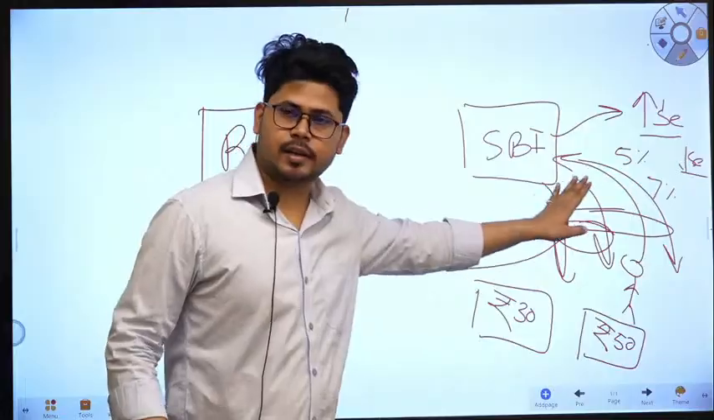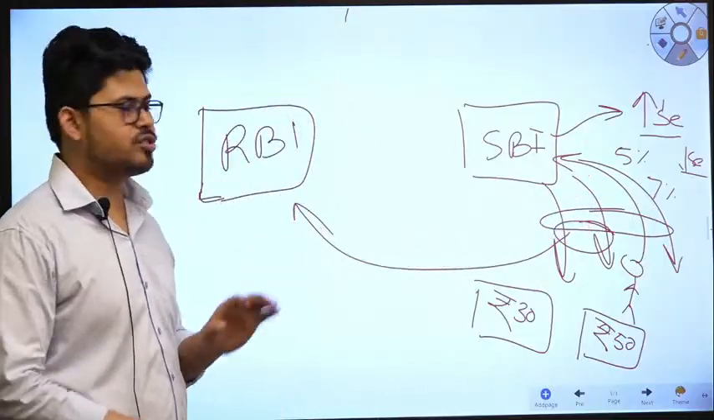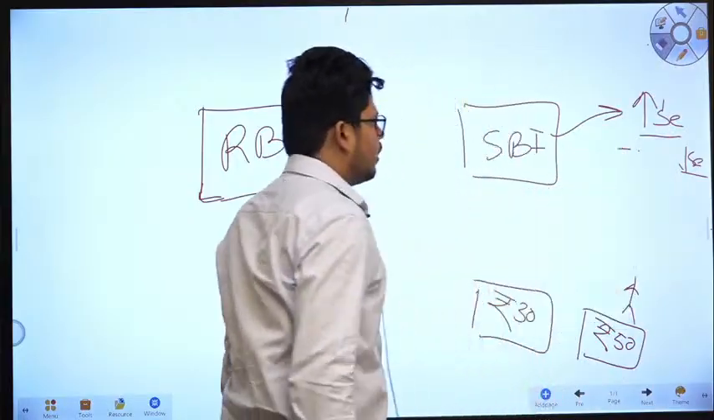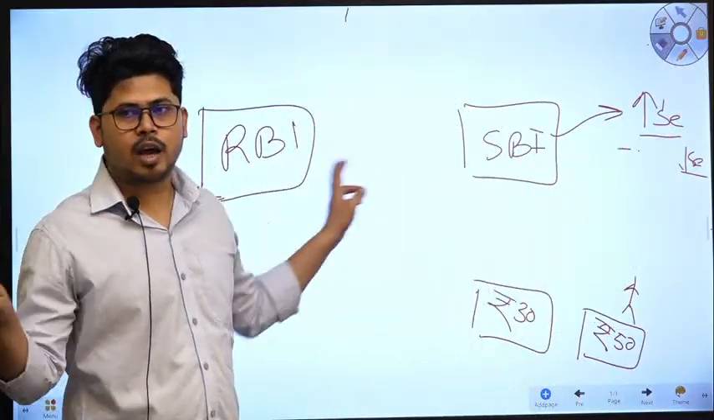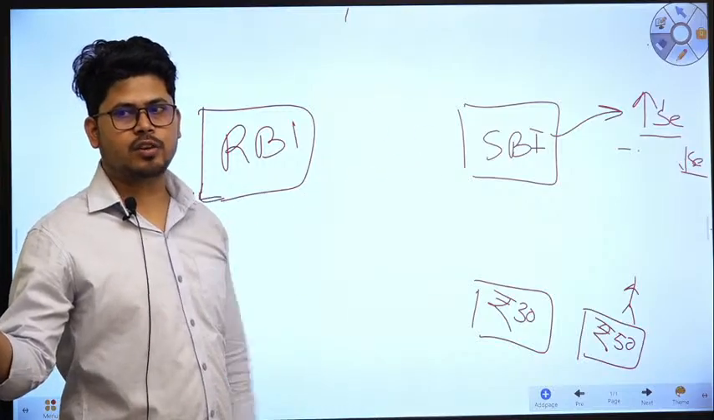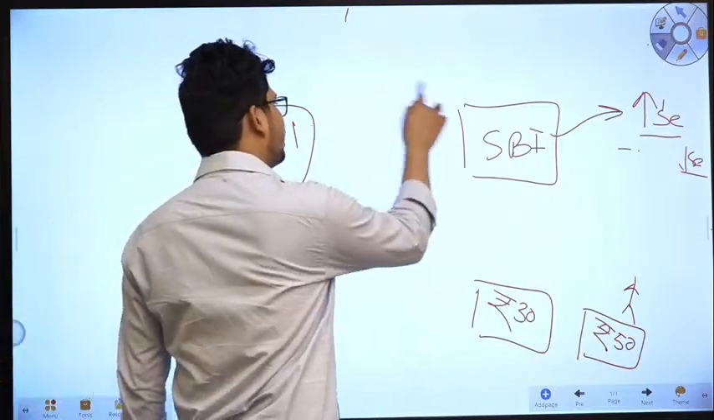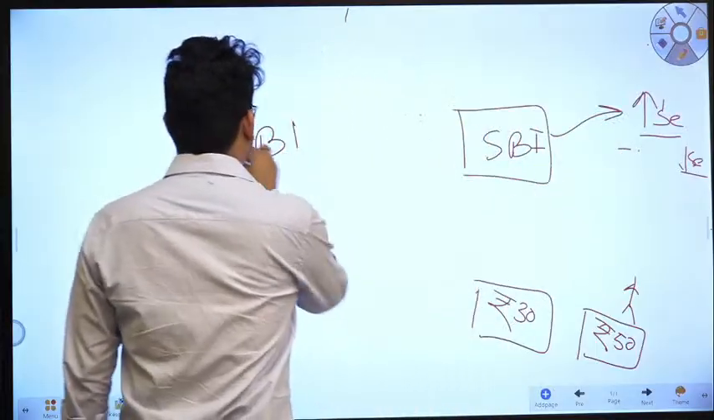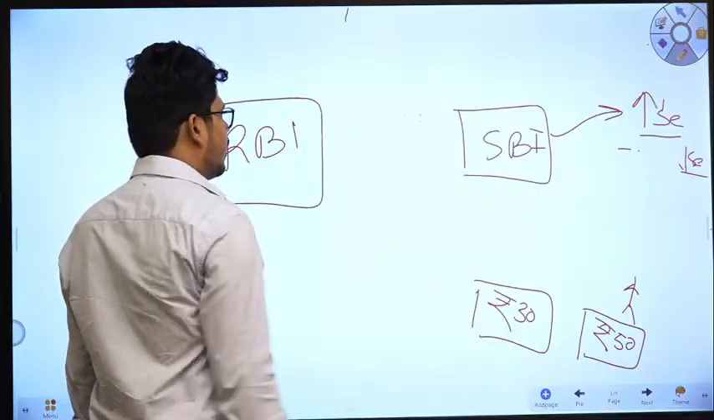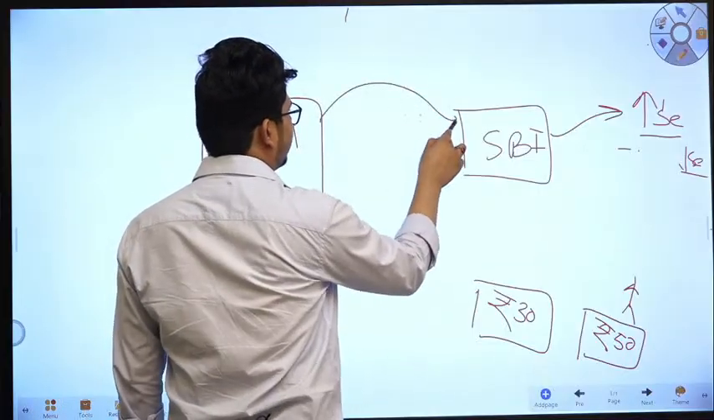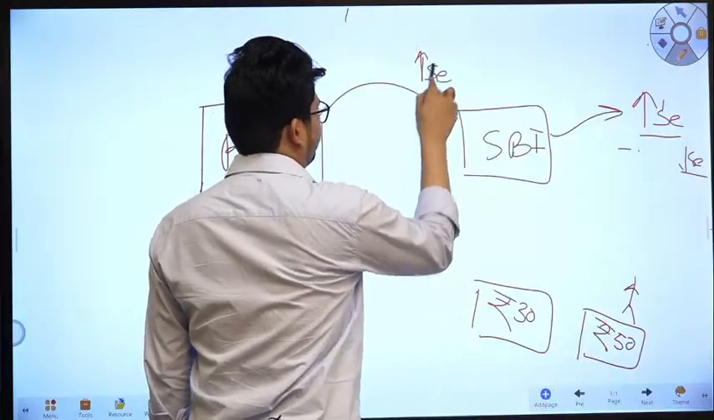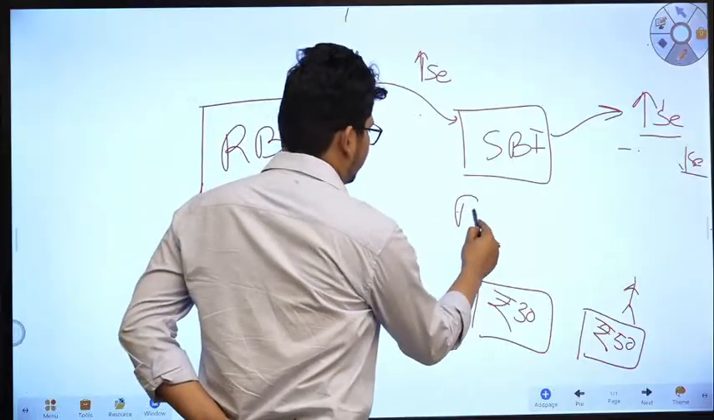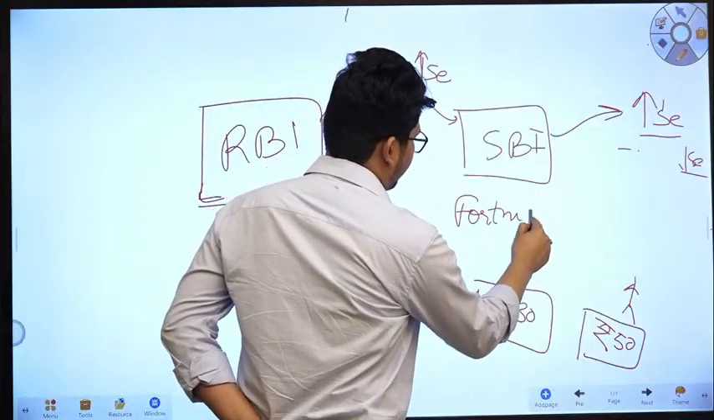Now how should the government, how should RBI implement this? How can RBI force SBI to increase its rate of interest? By charging a higher rate of interest. Sorry, this is RBI, this is SBI. Now what it will do, it will increase the rate of interest on the loans, okay. Now which loans are these? Fortnightly loans, basically this is called fortnightly.